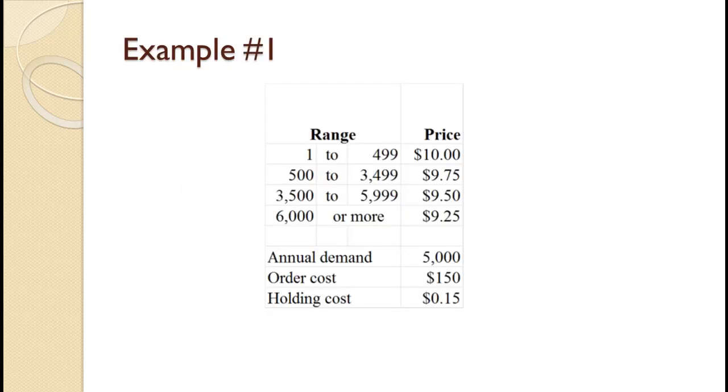A manufacturer uses about 5,000 components a year. Order costs are $150 and holding costs are 15 cents per component per year. The vendor charges $10 for 1 to 499, $9.75 for 500 to 3,499, $9.50 for 3,500 to 5,999, and $9.25 for 6,000 or more. Determine the optimal order quantity and the total cost for that order quantity.